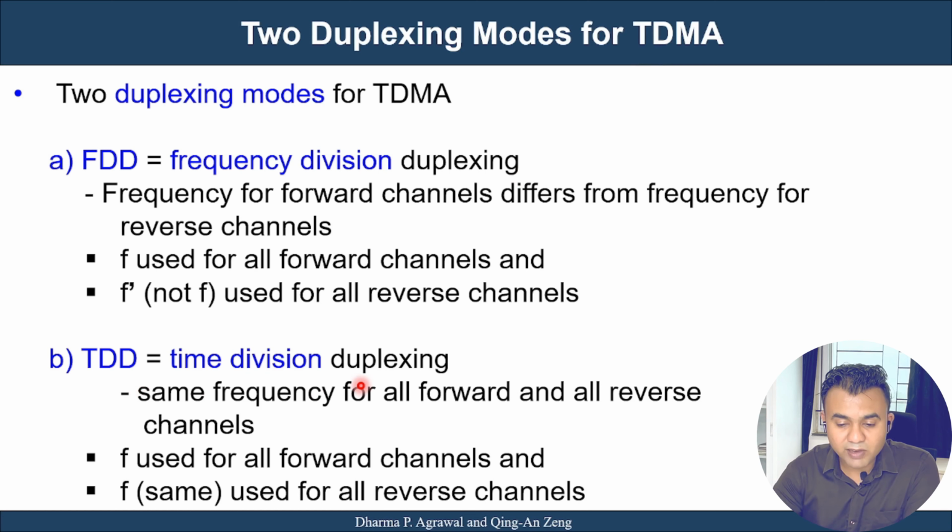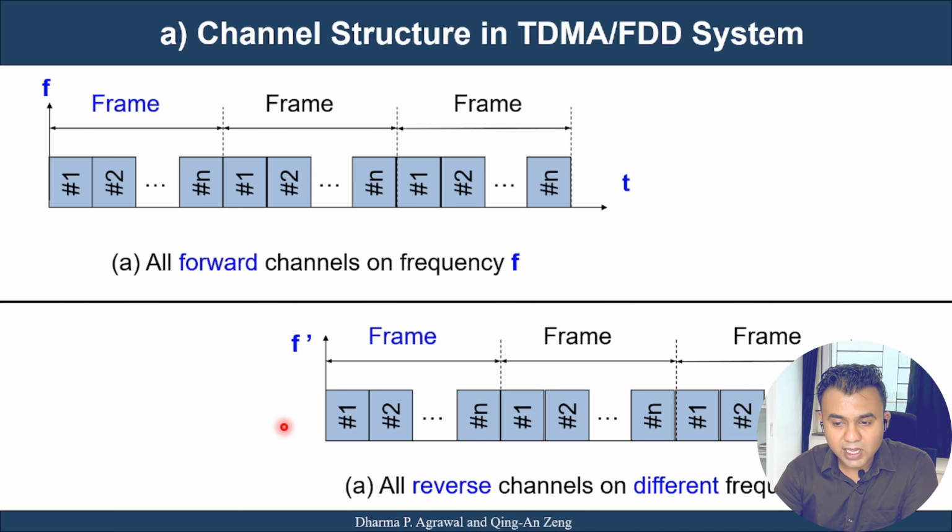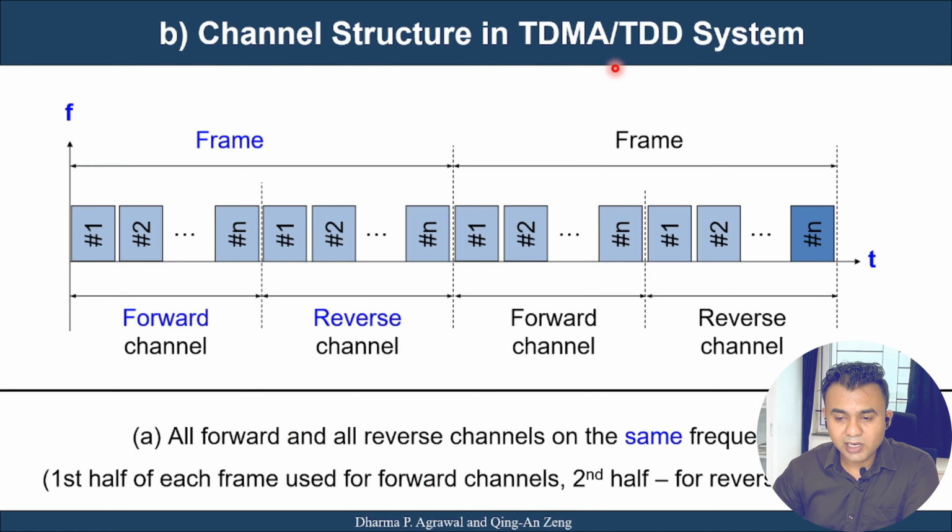The next one is TDMA/TDD, which is called time division duplexing, meaning the same frequency is used for all forward and reverse channels. F is for uplink, F is for downlink. There is no difference. In the figure for TDMA/TDD, the frequency remains the same for both the channels, but the communication is time slotted between the mobile station and the base station. This is called TDMA/TDD.